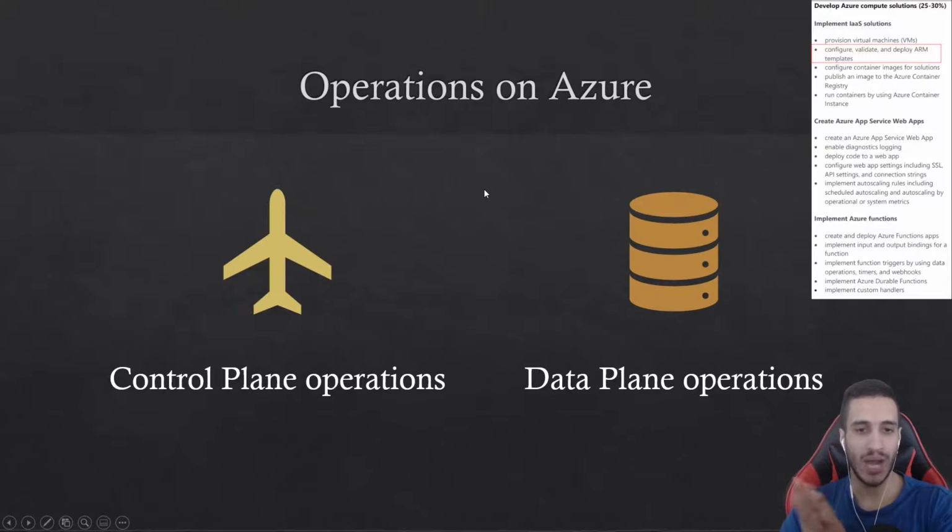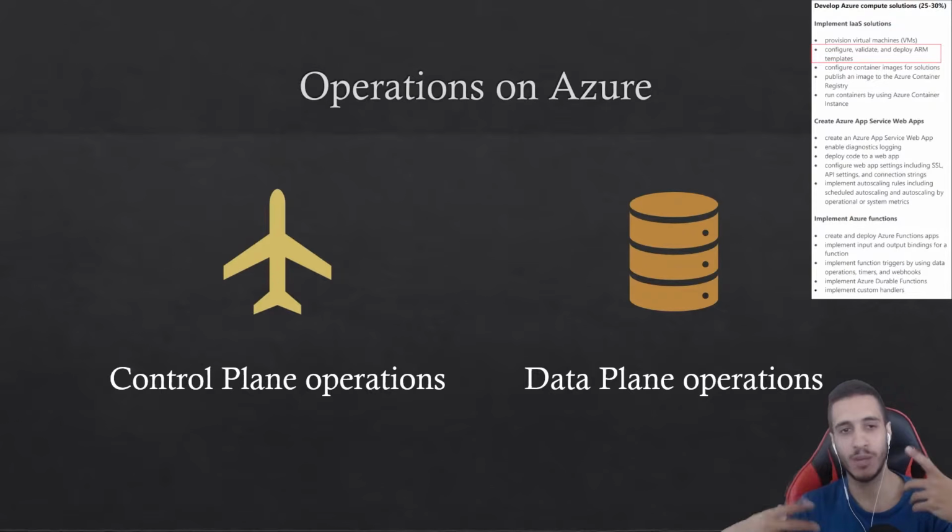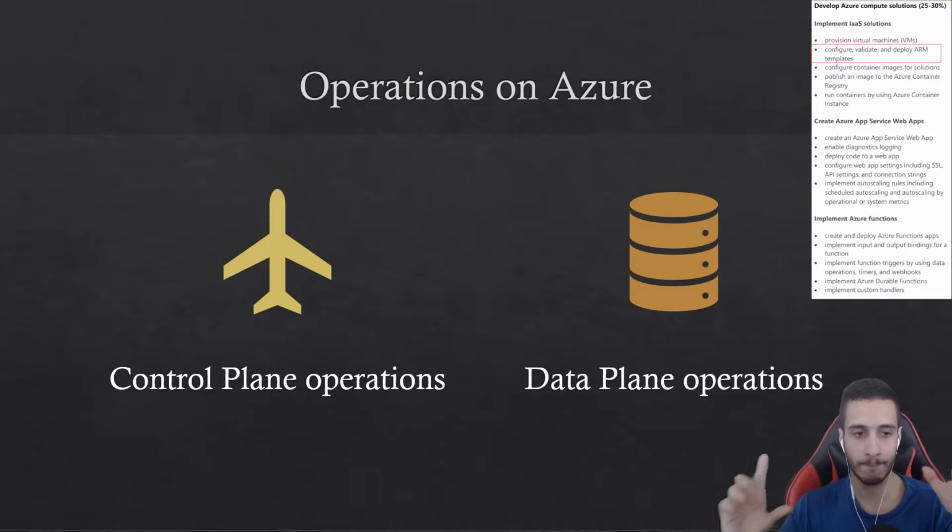So moving on to Azure ARM templates, you are expected to configure, validate, and deploy ARM templates. But before I go deep into ARM templates, I just want to take a step back and talk about operations on Azure. On Azure, we have two distinct types of operations. The first one is the control plane operations, and the second one is the data plane operations. The control plane operation is basically the management operations, what we call CRUD operations: create, read, update, and delete. So when you create a storage account, for example, that is considered a control plane operation.